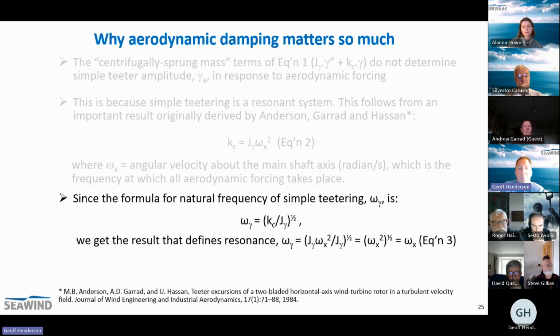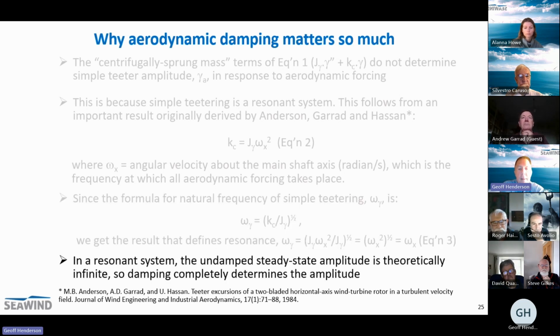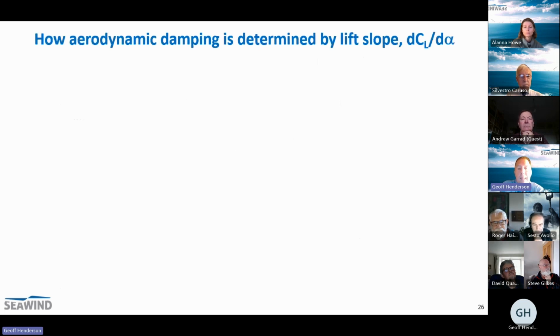So the formula for natural frequency of simple teetering is the square root of the stiffness divided by the inertia. And so you get the result that the J terms cancel out and you end up with the natural frequency of teetering equals the rotational speed. So that means if it was undamped, the steady state amplitude would be theoretically infinite. In other words, damping completely determines the amplitude.